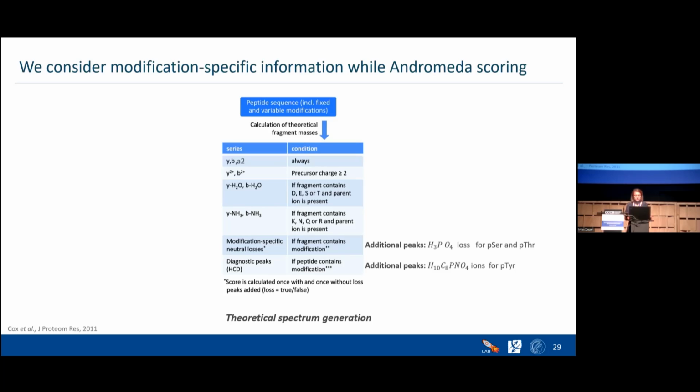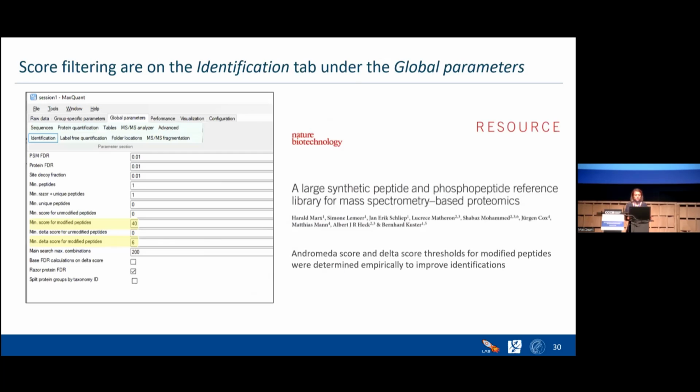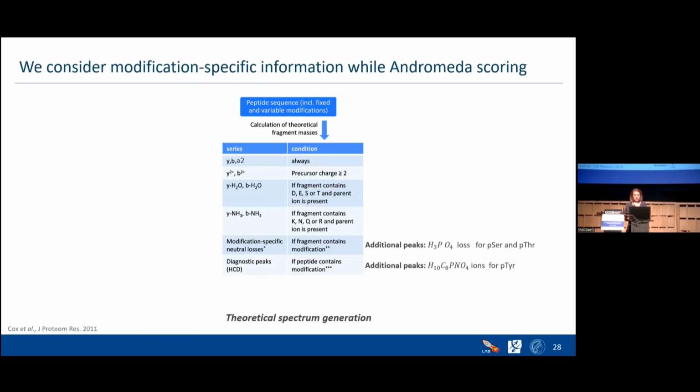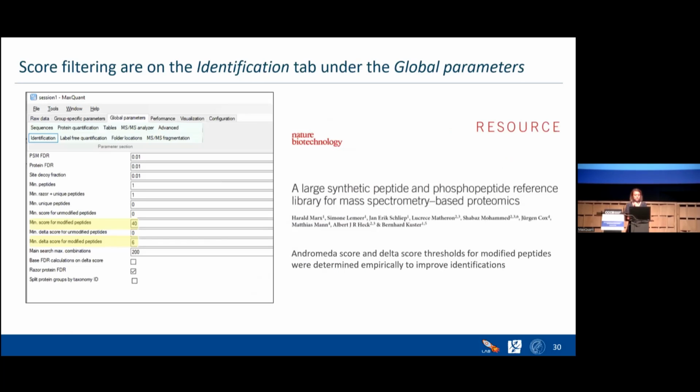So what happens in the end? We have Andromeda scoring calculated with these losses and without these losses. So we do a lot of calculation and we optimize this Andromeda scoring, and in the end we get the best score match. This is our theoretical spectrum generation. And if we have a look at the second part, it was saying Andromeda score filtering and delta score filtering. Let's see where we can find this information.